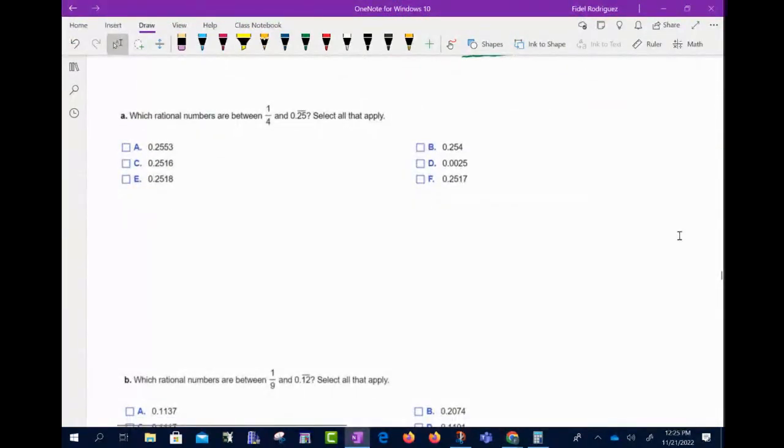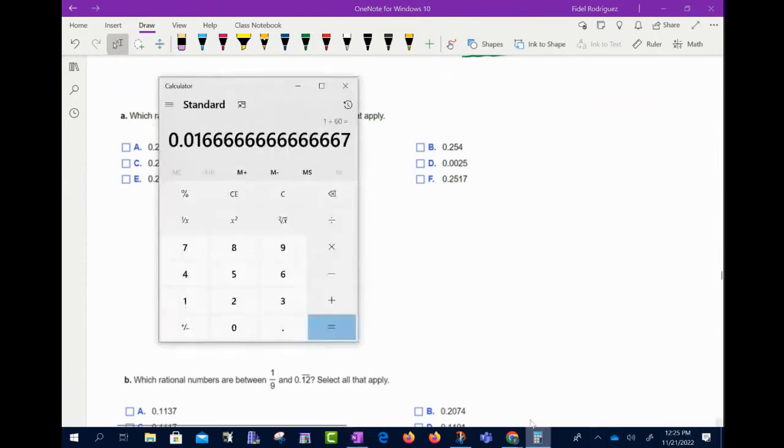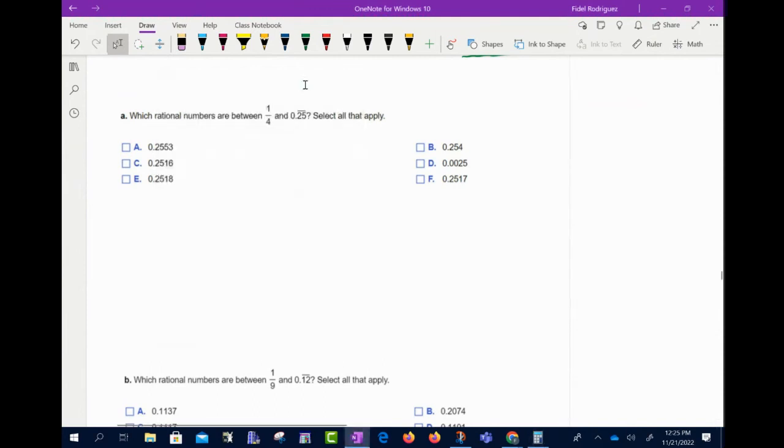Okay. Let's take a look at the next one, y'all. It says, which rational numbers are between 1/4 and 0.25? So the first thing I want to do, y'all, is convert 1/4 to a decimal. So let me get my calculator here. What's 1/4 as a decimal? 1/4 as a decimal is 0.25. Okay. So I'm first going to write up here, y'all.